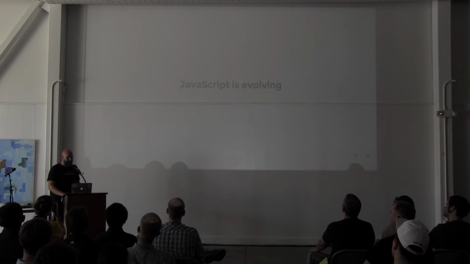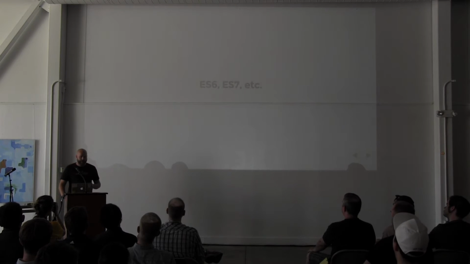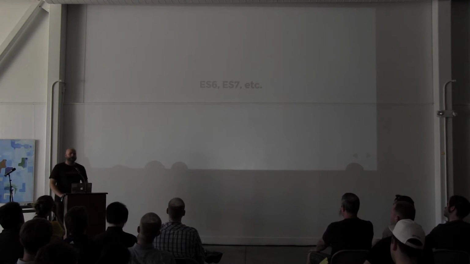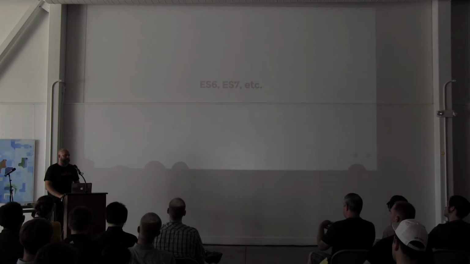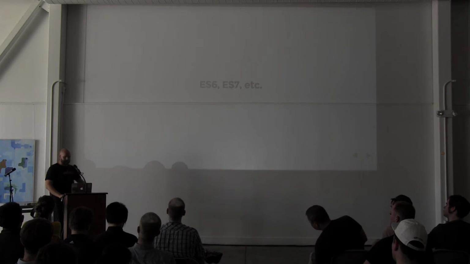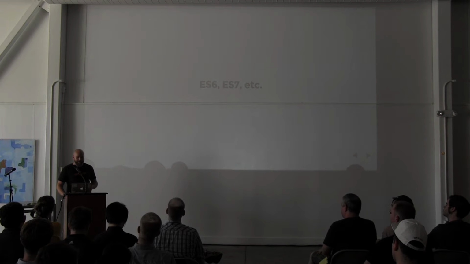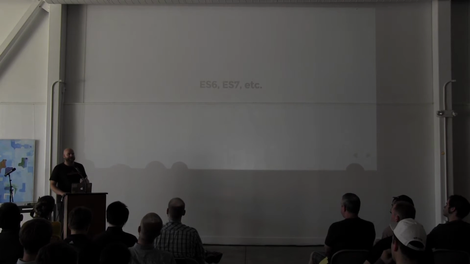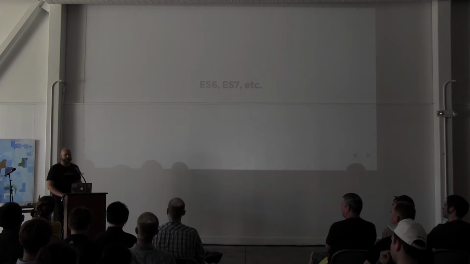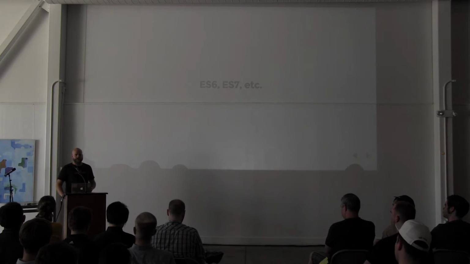What that means for JavaScript is that we're getting new versions of the language. The thing we hear about a lot today is ES6. ES6 is coming, but the interesting thing is that ES7 has actually already started getting worked on, and there are already proposals happening with ES7.